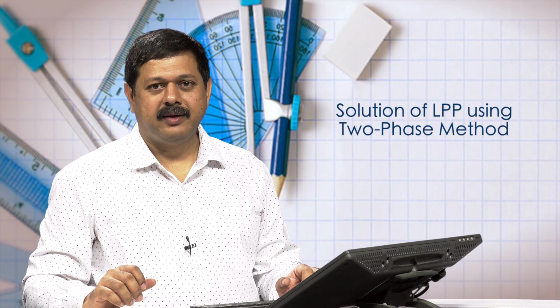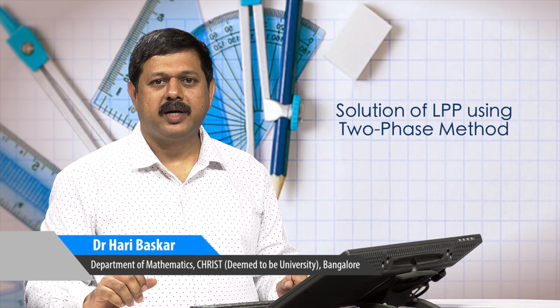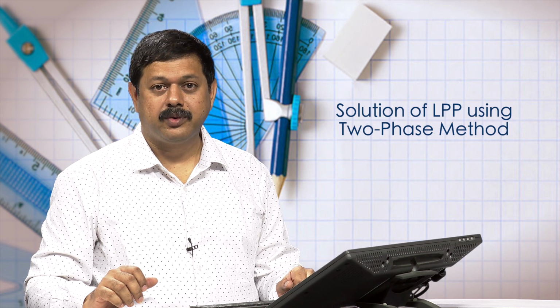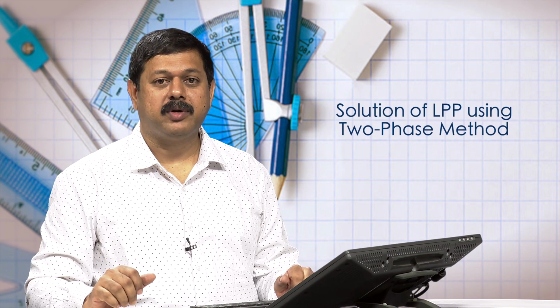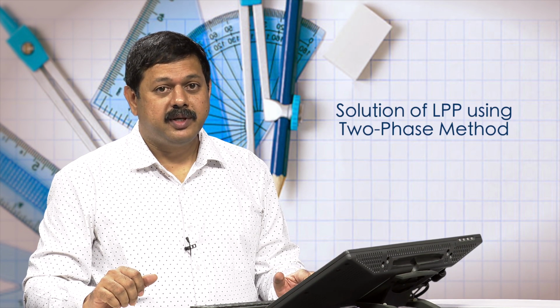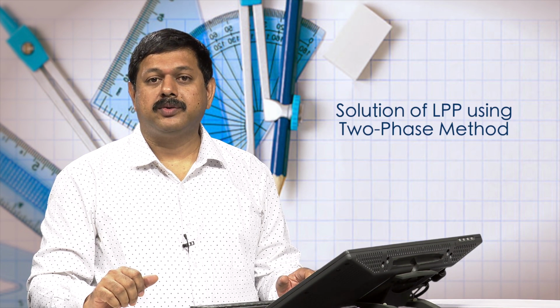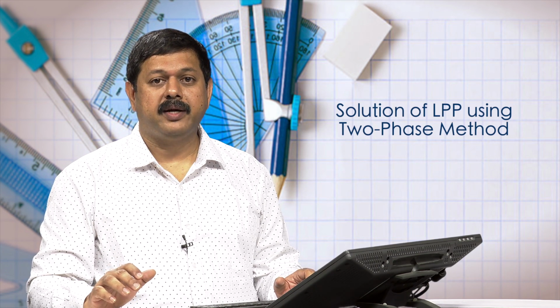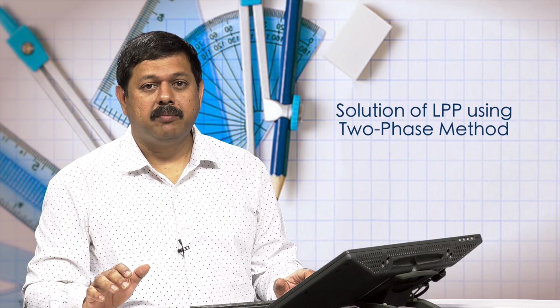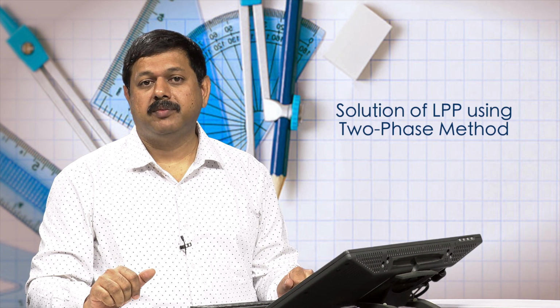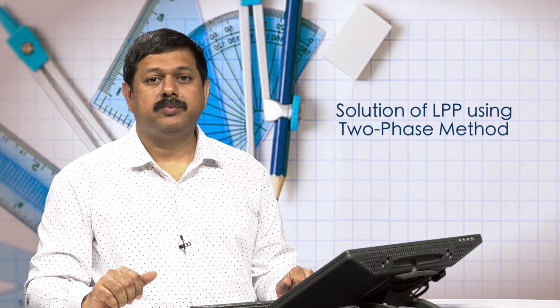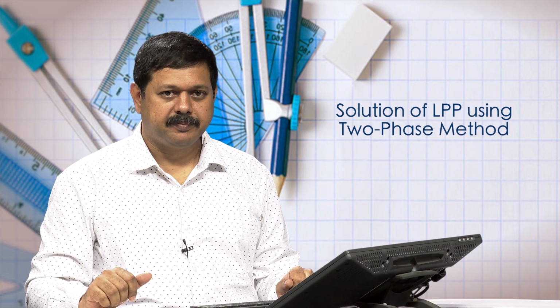Hello, welcome back. In the previous module, we learned about the Big M method, which helped us in overcoming the modifications given to the original problem and also helped us in getting the solutions of the original problem from the modified problem. The two-phase method is an alternative to the Big M method in which the solution is carried out in two phases, where in the first phase we attempt to find the starting basic feasible solution by minimizing the sum of the artificial variables, and in the second phase we use this starting basic feasible solution for the given objective function and solve the original problem.